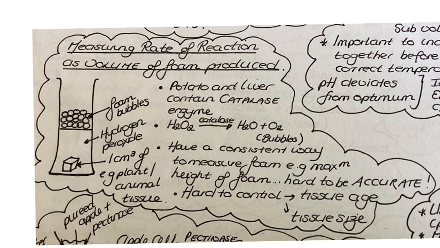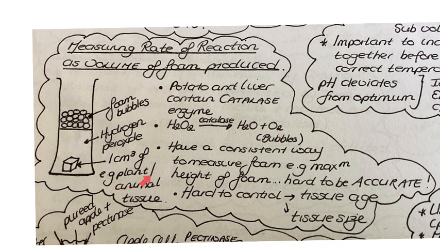Now, some ordinary tissues, potato and liver, for example, contain the catalase enzyme all through them, so it's on their surface. So if you drop some potato or liver into hydrogen peroxide, you start seeing these foam bubbles. And remember, the bubbles are produced because oxygen is released.